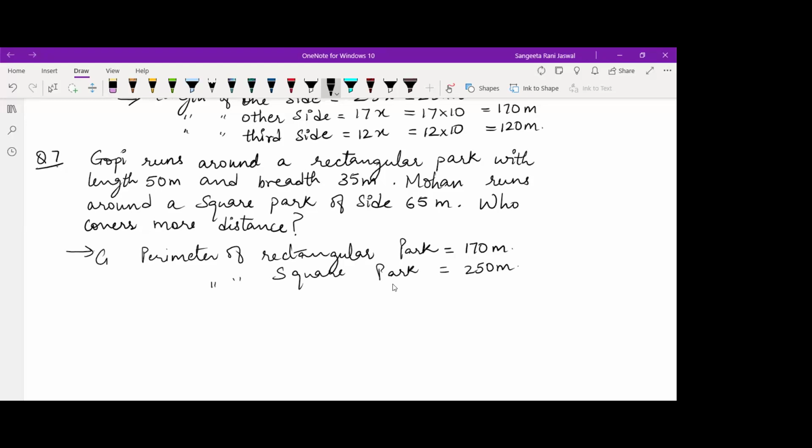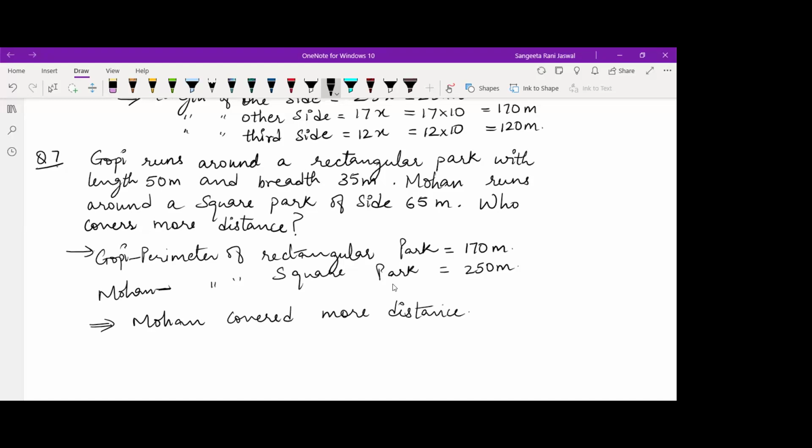This was done by Gopi. Ma'am, Mohan. Okay. Yes, this was done by Gopi and this was done by Mohan. So, we can say that Mohan covered more distance. Okay. You all understood this? Yes, ma'am.